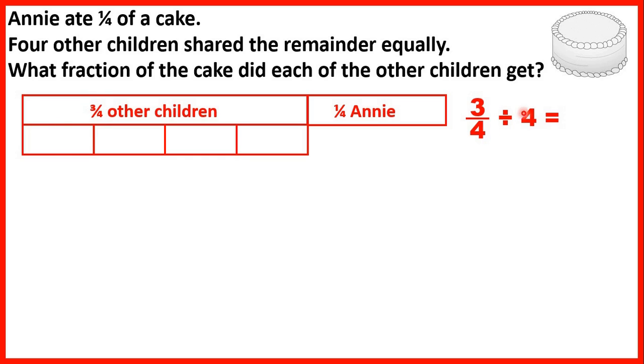Remember, to divide a fraction by a whole number, we keep the numerator the same and multiply the denominator by the divisor, and 4 times 4 is 16. So that means each of the other children got 3/16 of the cake. And that makes sense because 1/4 is the same as 4/16. And if we add 3/16, 3/16, 3/16, 3/16 and 4/16, that gives us a total of 16/16, and 16/16 is the same as 1 whole, and they shared 1 whole cake.